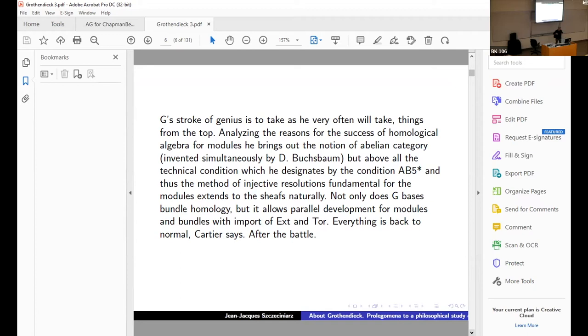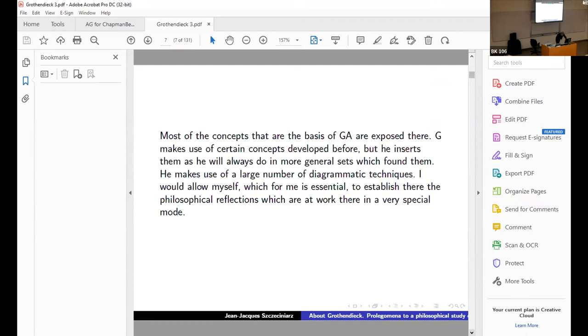This is, as Cartier says, we are after the battle. Most of the concepts that are the basis of algebraic geometry are exposed there. Grothendieck makes use of certain concepts developed before, but he inserts them, as he will always do, in a more general set which explains them. He makes use of a large number of diagrammatic techniques. I would allow myself, which for me is essential, to establish there the philosophical reflections which are at work there in a very special mode.